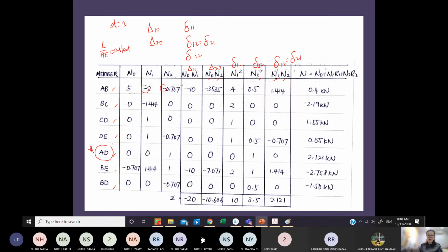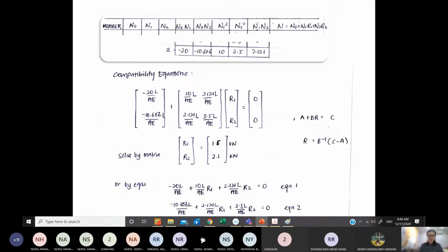Okay, so now once you have computed this data, you need to do a summation of these columns. Then these sums you put in your compatibility equation. I show you part of the table we have just obtained, because our concern is on this summation.